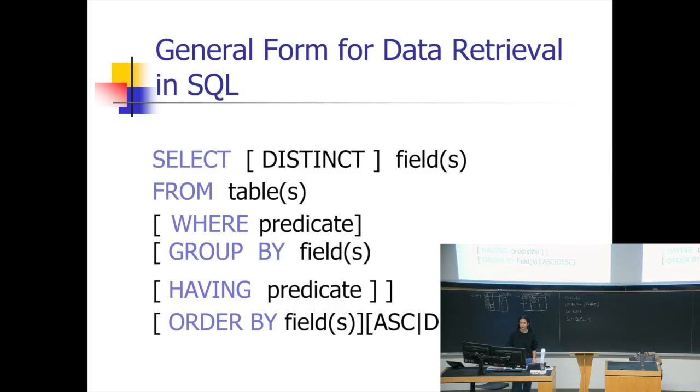So this is a general form for data retrieval, like select. We could have select or select distinct. The only difference is that if you select and you don't use distinct, it retrieves all the results for you. But if you select distinct, it only shows one instance of the same things. I'm going to show you an example. From table, and then you have, for example, the where clause where you add your conditions. Then we have group by.